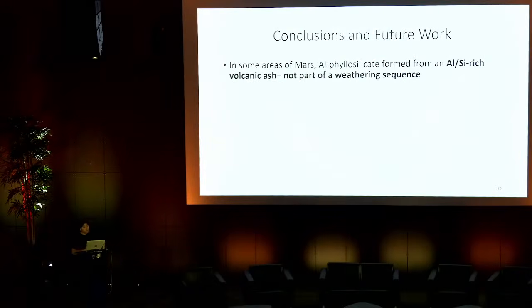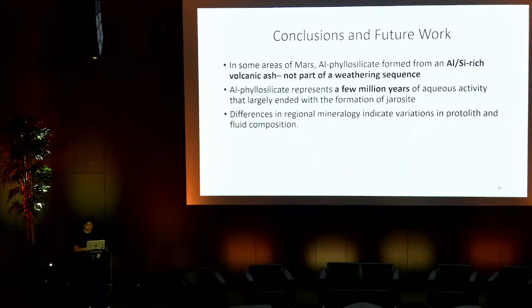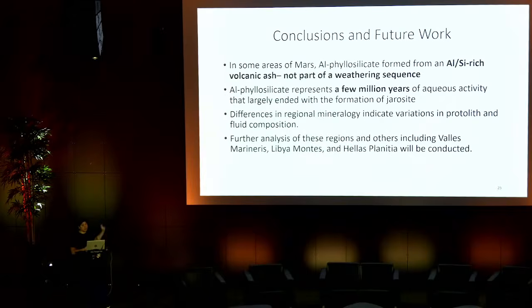So in conclusion, in some areas of Mars, we find that aluminum phyllosilicate formed from an aluminous and siliceous volcanic ash, not as part of a weathering sequence. These aluminum phyllosilicate units likely represent a few million years of aqueous activity that largely ended with the formation of jarosite. But we note that differences in regional mineralogy indicate variations in protolith and fluid compositions, and that this analysis is ongoing. And further analysis of these and other regions, including Valles Marineris, Libya Montes, and Hellas Planitia, will be conducted. With that, I'd love to answer any questions that you have.